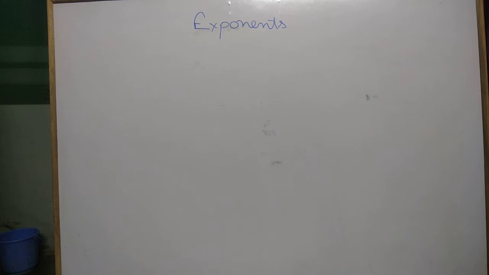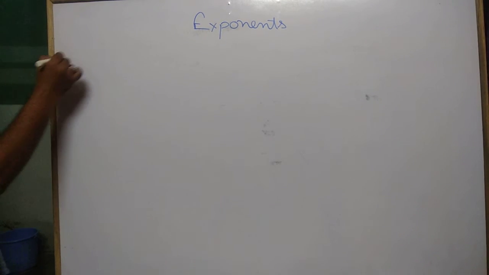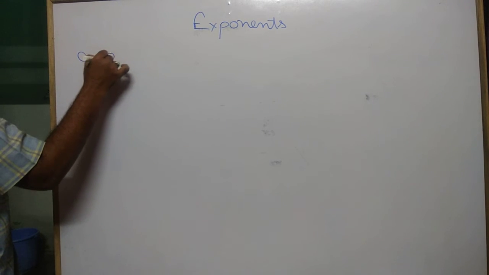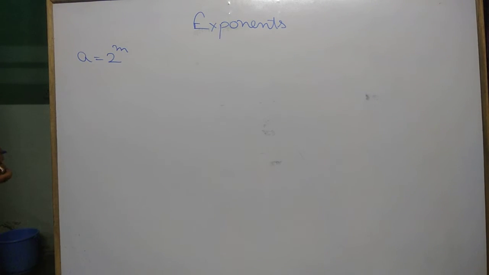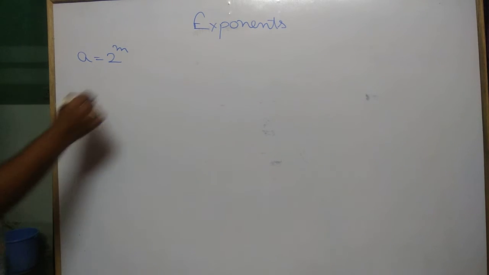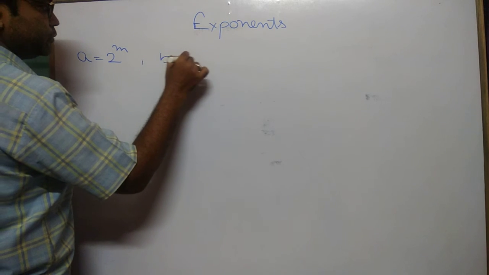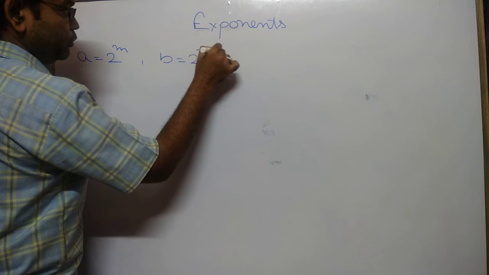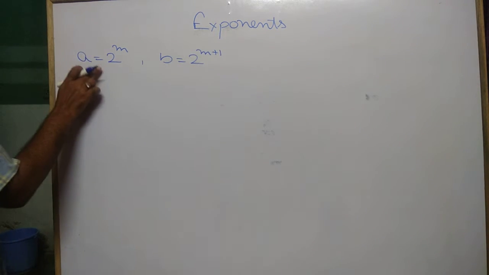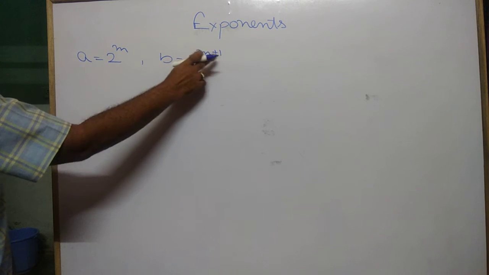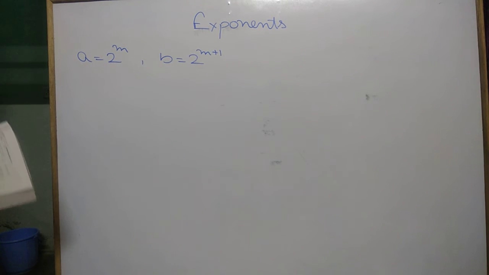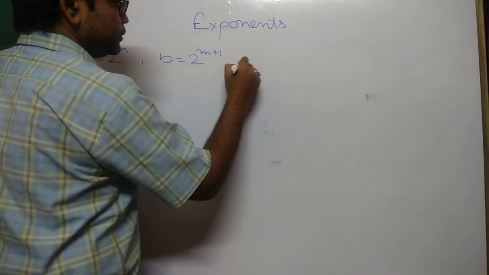The very first question of today's video is, if a equals 2 to the power m, remember the value, and b equals 2 to the power m plus 1. Remember, in both cases the base is 2, and here the power is m, here the power is m plus 1. The question says: find the value, so that 8a cube by b square equals 2 to the power m plus 1.